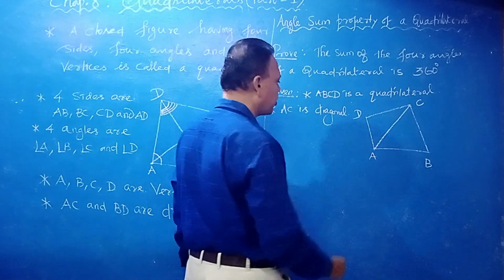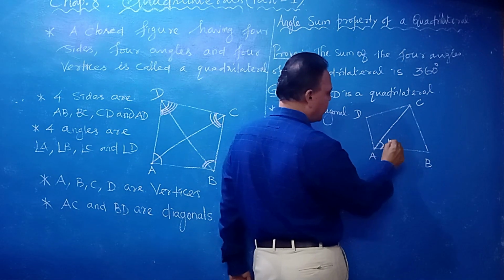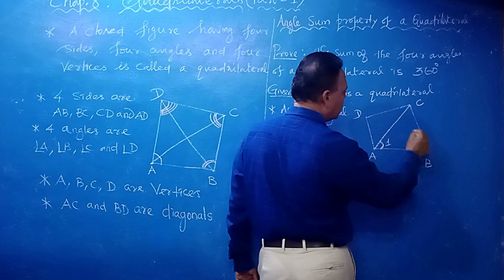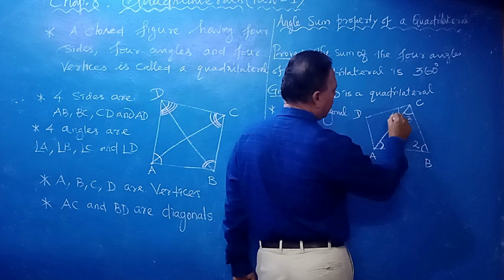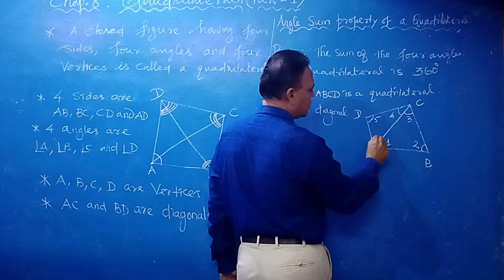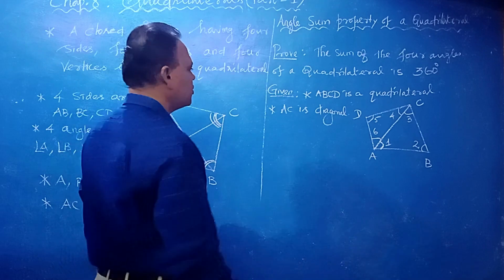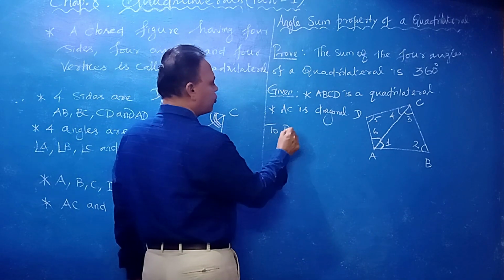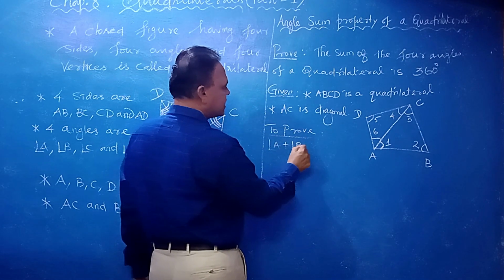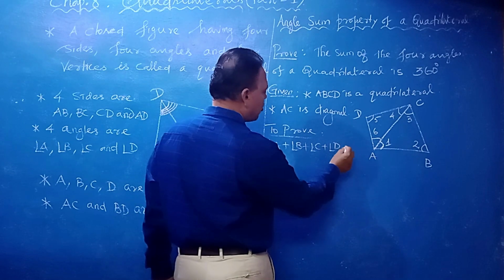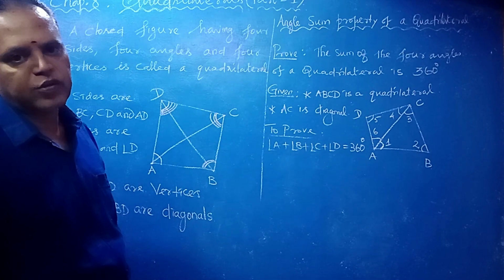Now I am taking this angle as 1, this is 2, this one is 3, 4, 5, 6. Take six angles. Clear? Now we will see the proof. What do you have to prove? Angle A plus all four angles added should give 360 degrees.